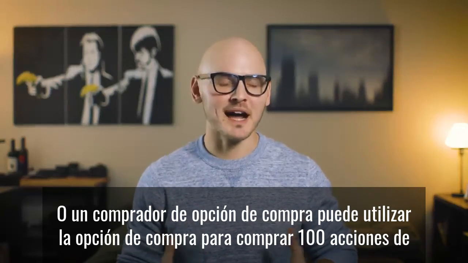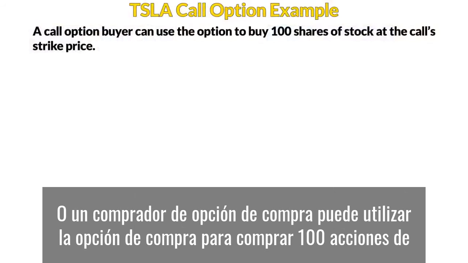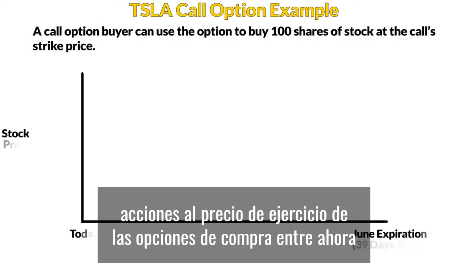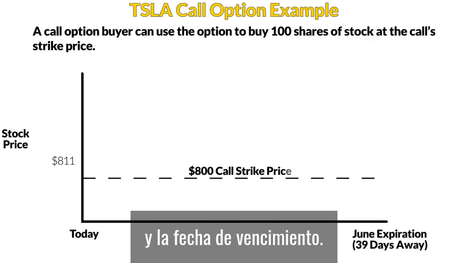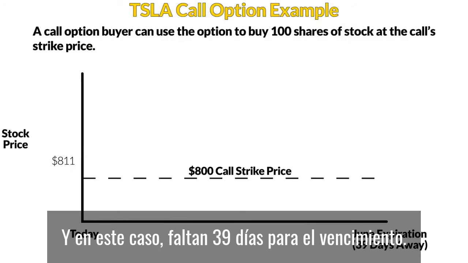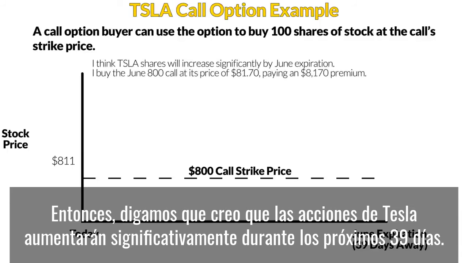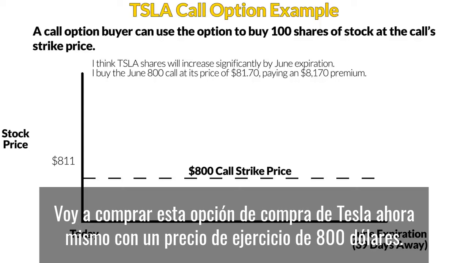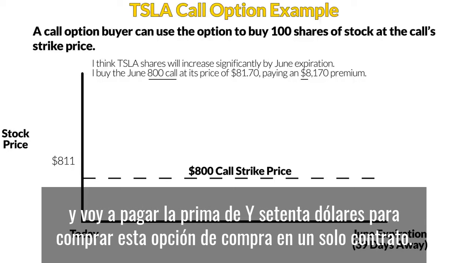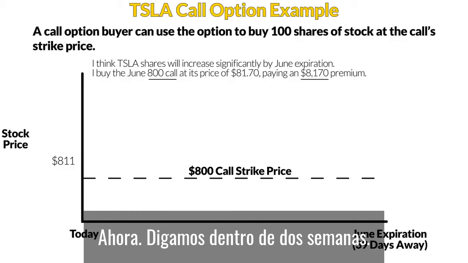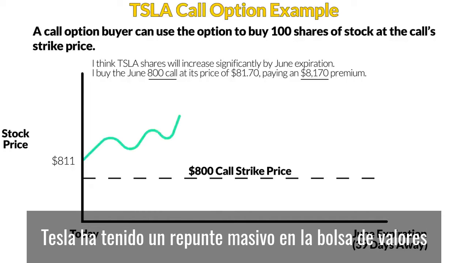Remember, a call option buyer can use the call option to purchase 100 shares of stock at the call option strike price between now and the expiration date. And in this case, the expiration is 39 days away. So let's say that I think Tesla shares are going to increase significantly over the next 39 days. I'm going to buy this Tesla call option right now with a strike price of $800, and I'm going to pay the premium of $8,170 to buy this call option. Just one contract.